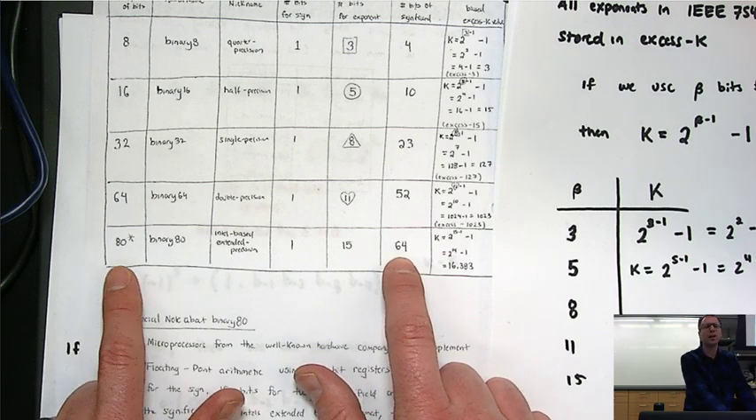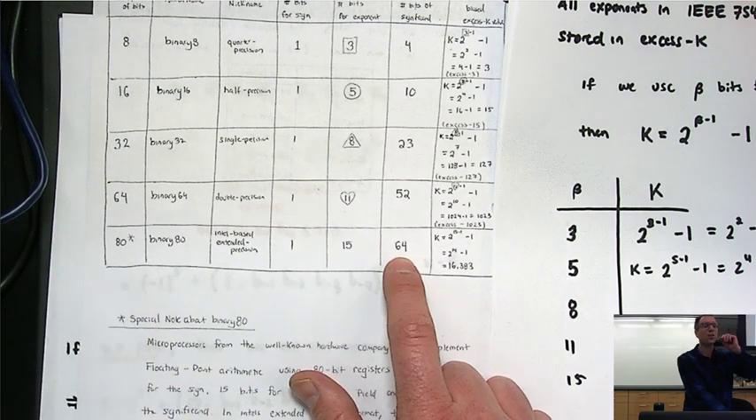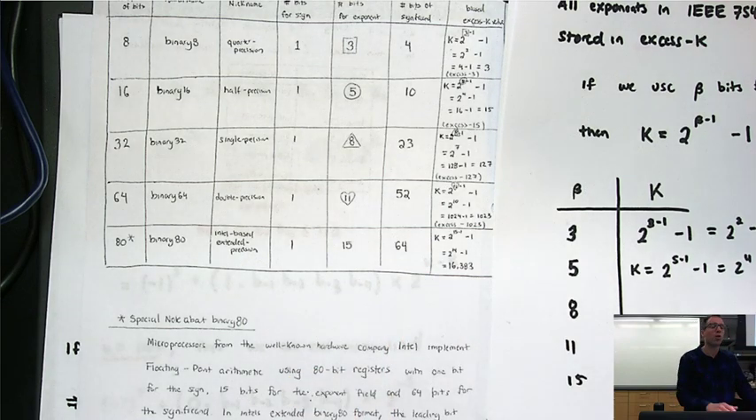I've also seen scientists who do extended precision. So I've seen binary 128, and I've heard of binary 256, but those are really what I would call specialized application areas.